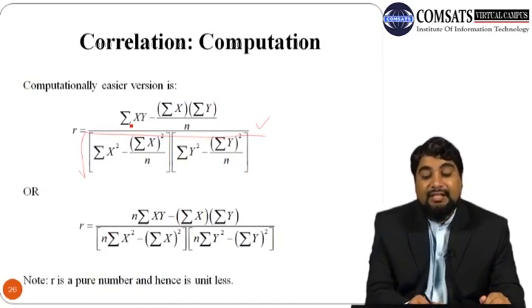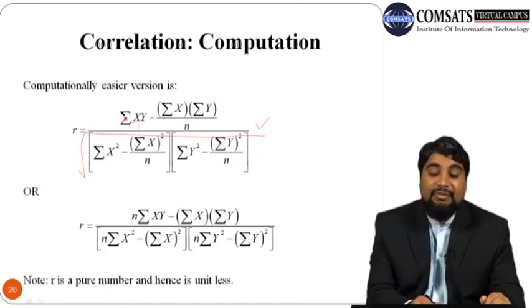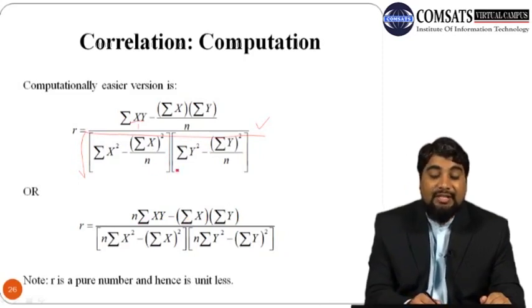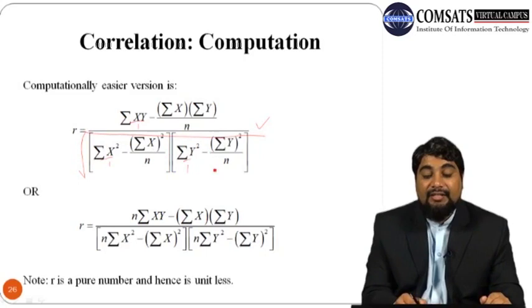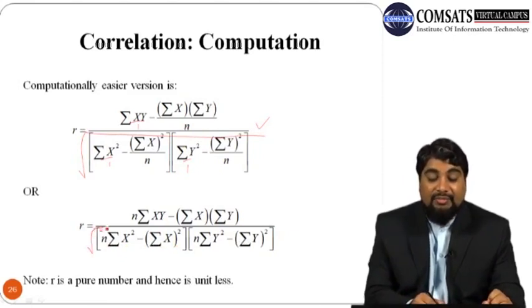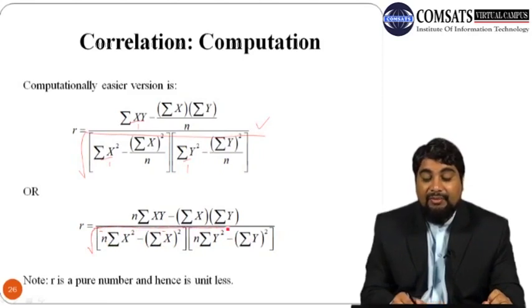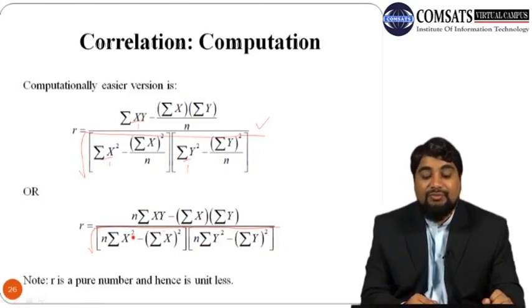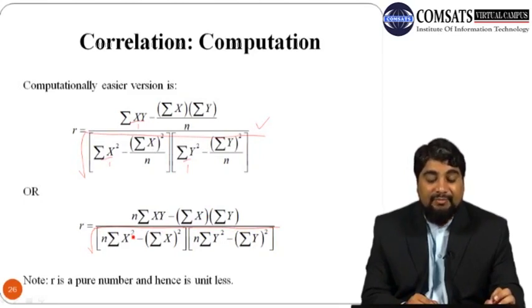Or we can take the LCM, so n is the LCM, and you can simplify it. So n summation xy minus summation x summation y in the numerator, and similarly taking the LCM here, this n will be cancelled with the n in the numerator, so the simplified version is n summation x square minus (summation x) whole square. And then for the denominator we have to take the square root of this expression. So this is the formula for finding the correlation coefficient in the case of sample data.